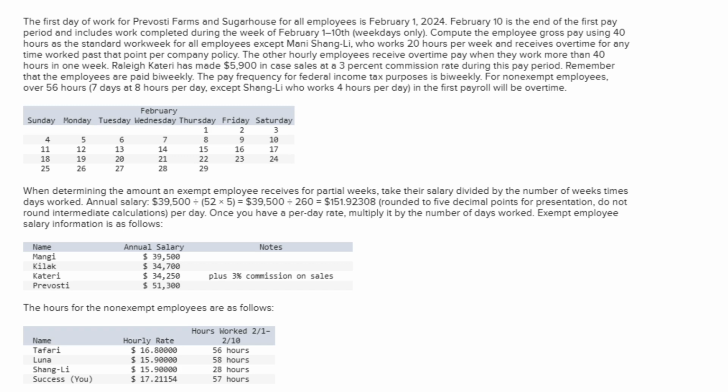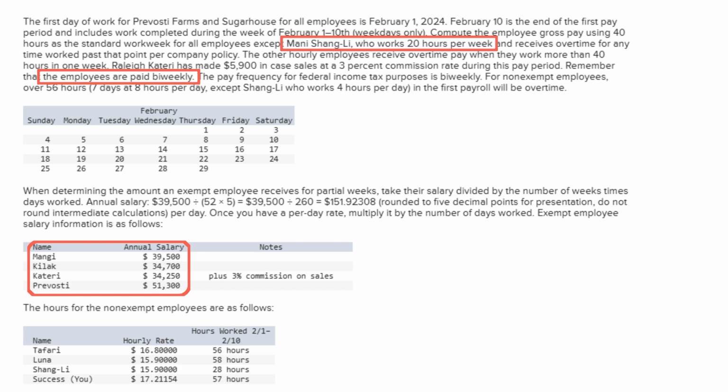Only certain parts of this information apply to this homework, like for instance, that employee Mani Shangli works 20 hours per week and that all employees are paid bi-weekly. In addition, we need the salary information for the salaried employees and the hourly information for the hourly employees.